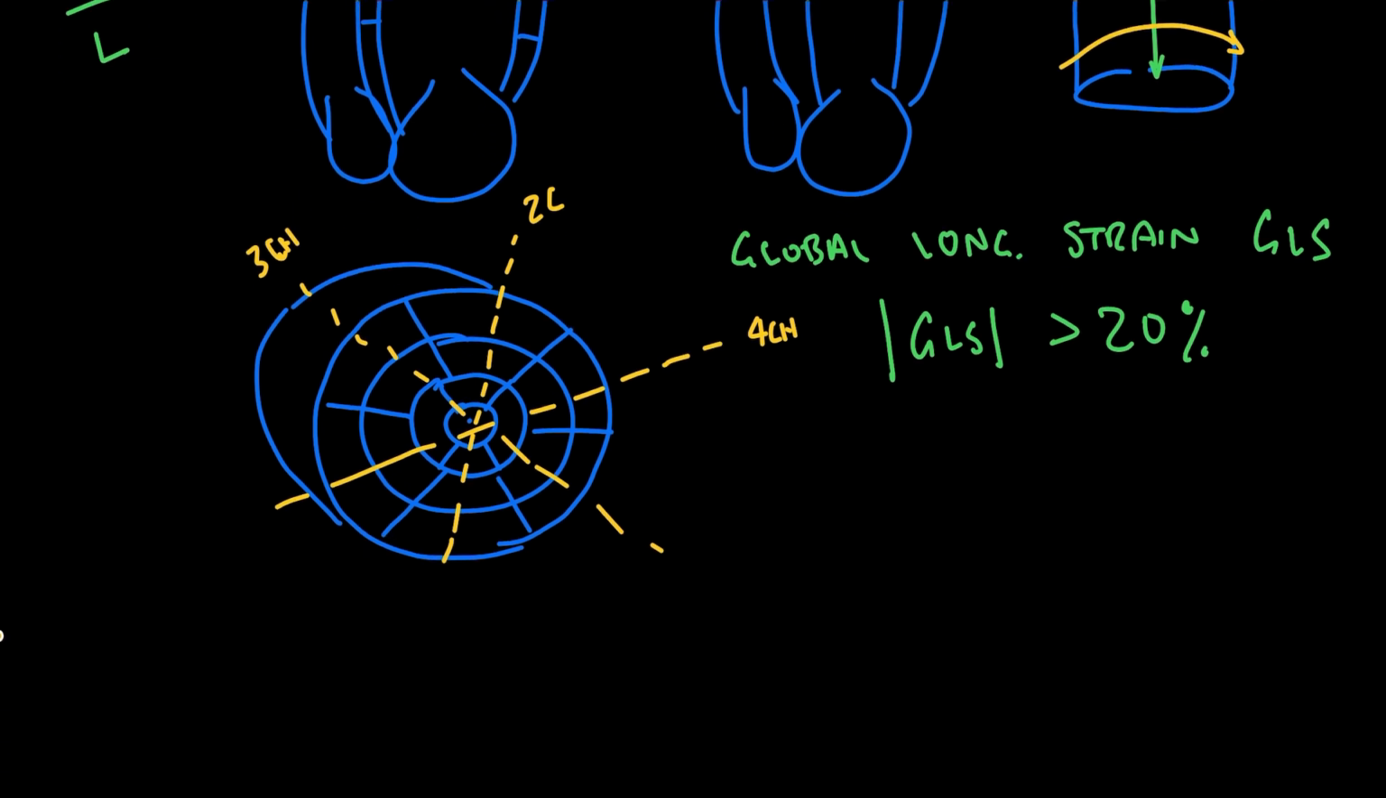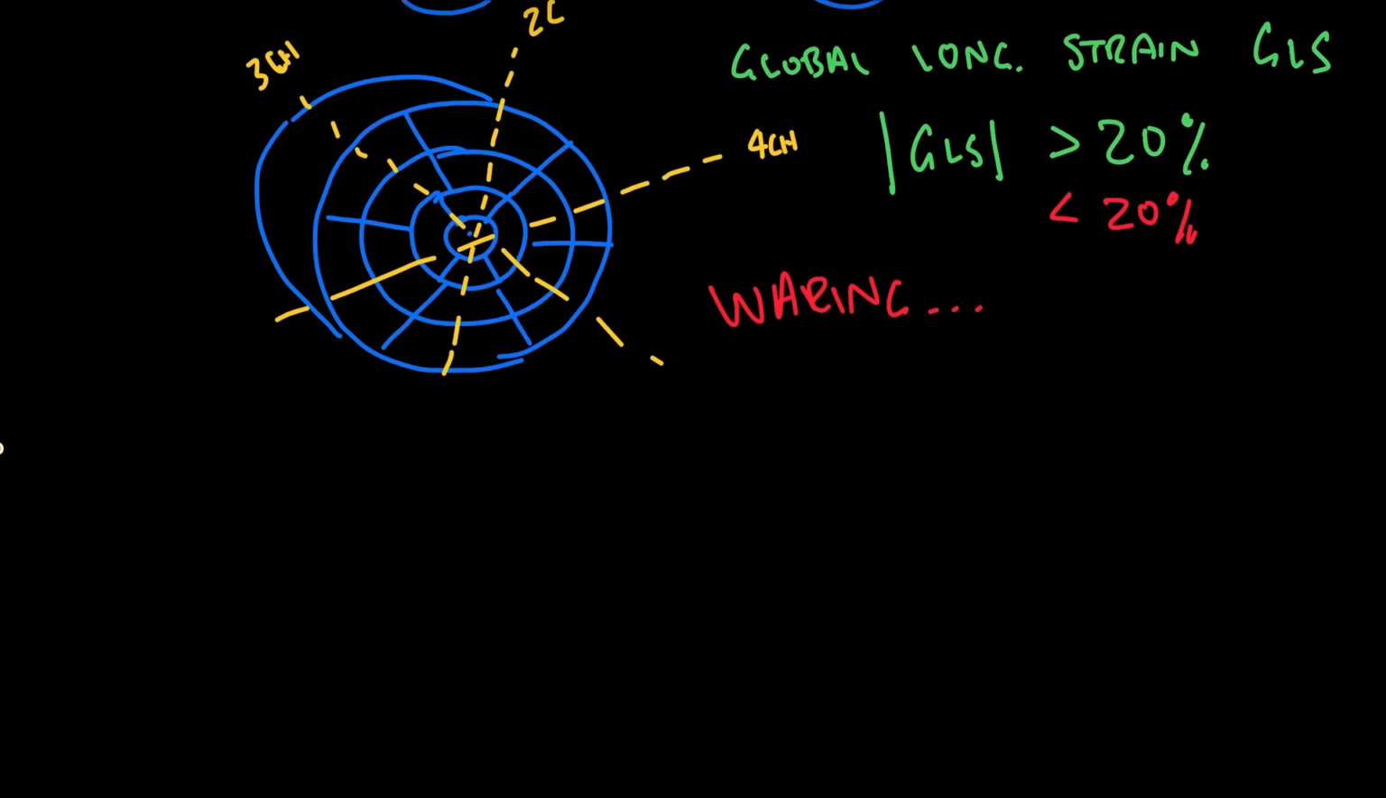What are some of the specific conditions that it can be helpful for? So I'll say it's a warning. Should be greater than 20%. We'll say the absolute value, if it's less than 20%, that is a warning. What could you be dealing with? Well, you could be dealing with an infiltrative disease like amyloid, or like glycogen storage disorders. Could be something more common, like it could just be due to hypertension or diabetes or coronary artery disease.